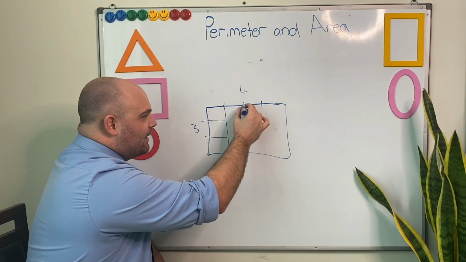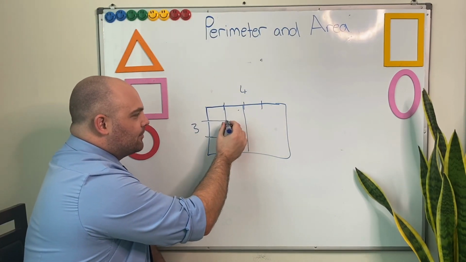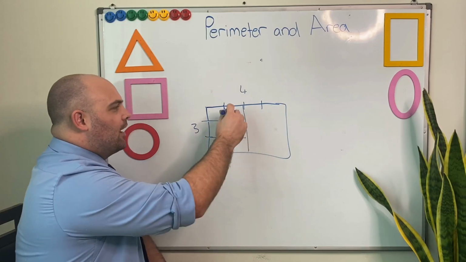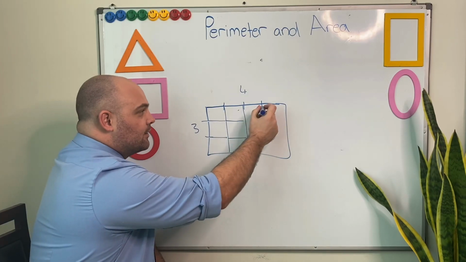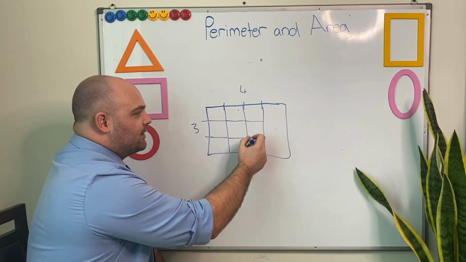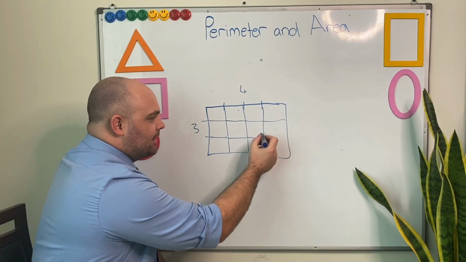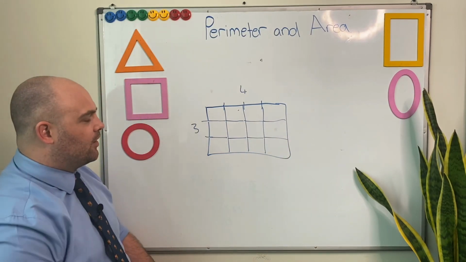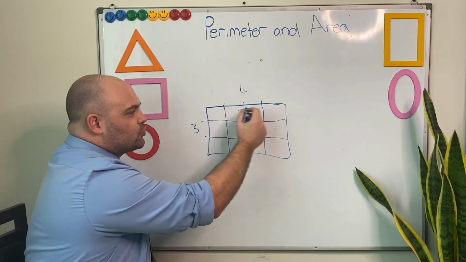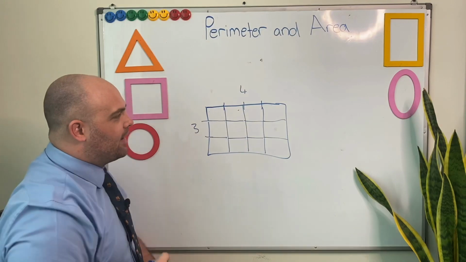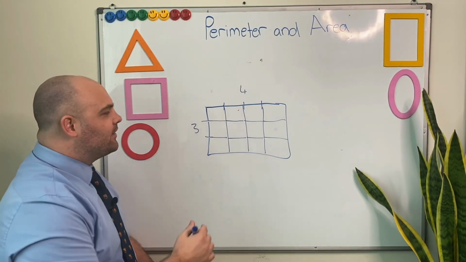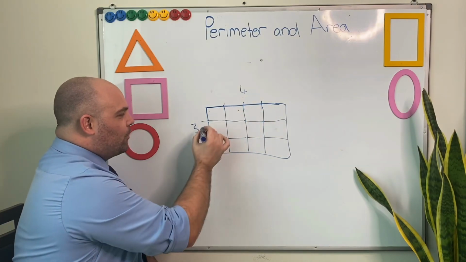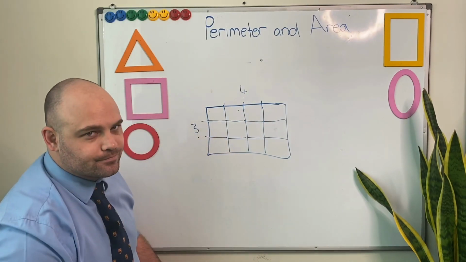If I add another unit in my columns, I get 1, 2, 3, 4, 5, 6, 7, 8, 9, 10, 11, 12. I have 12 square units. All I did here was multiply 4 by 3.